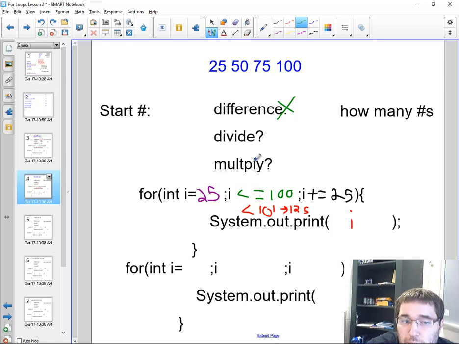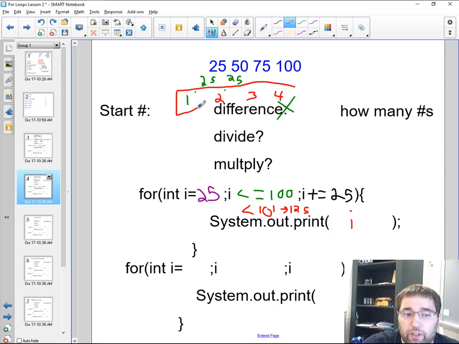Well, we saw multiply by 2 work. So what times what equals 25? 1 times 25 equals 25. What times 25 equals 50? What times 25 equals 75? What times 25 equals 100? 4. Does this look like an easy array to write through a for loop?